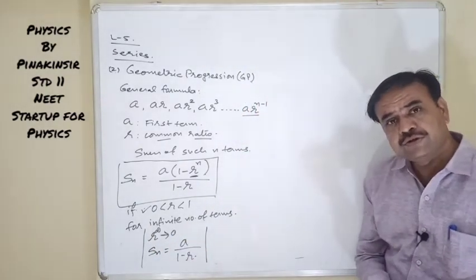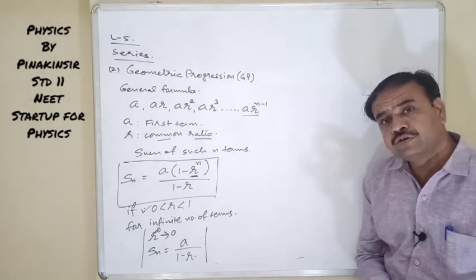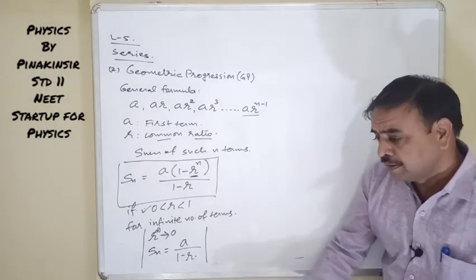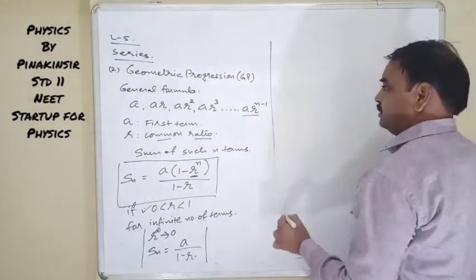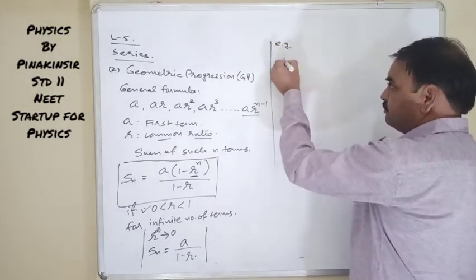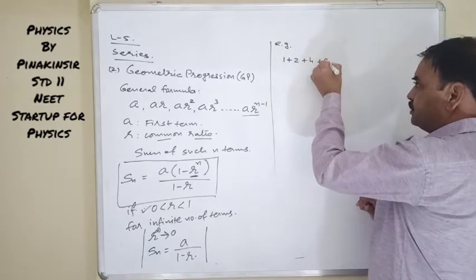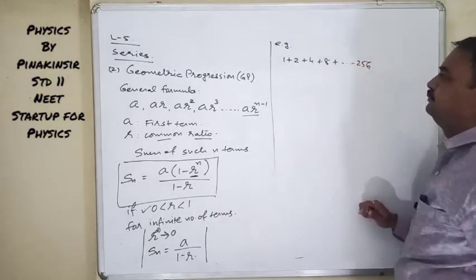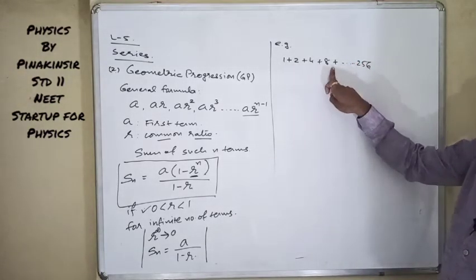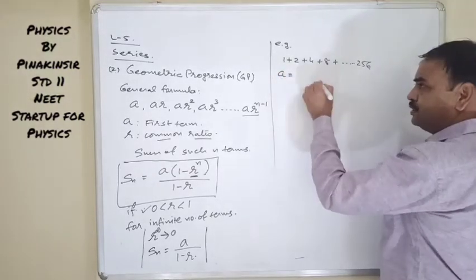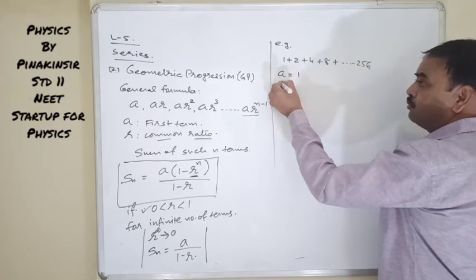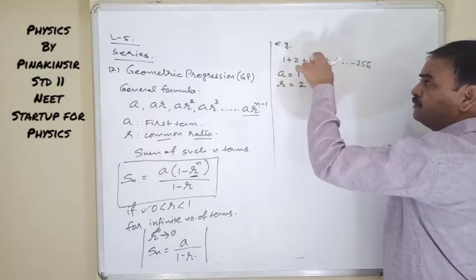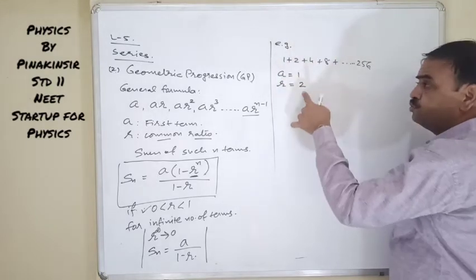This is only with a condition. If the number of terms is large and if your common ratio is less than 1, then and only then we can use this formula. For example, let us take a sequence given by 1 plus 2 plus 4 plus 8 and so on up to say 256. See here, almost the figure is doubled there, and thereby we can write a is equal to 1 here, and the common ratio is given by, see there, 2. 2 divided by 1, 4 divided by 2, 8 divided by 4 gives you 2.